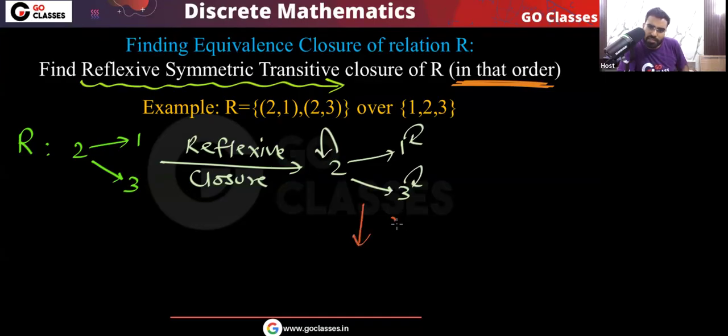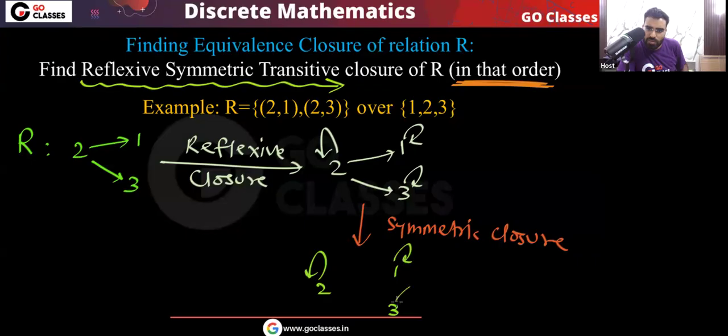Now you find the symmetric closure. Okay, so let's find the symmetric closure. How to find the symmetric closure? You will make every edge bidirectional. Okay, yes or no? This graph will be as it is. Every edge you will make bidirectional. Okay, very easy. Now, on top of that, you will find the transitive closure.